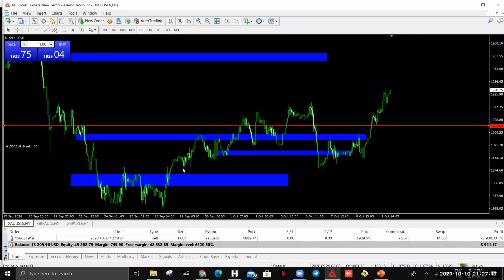And if I click a buy here, I'm buying in peace up to the next resistance, the next blue line. If I decide to take my profits here, I've made money.